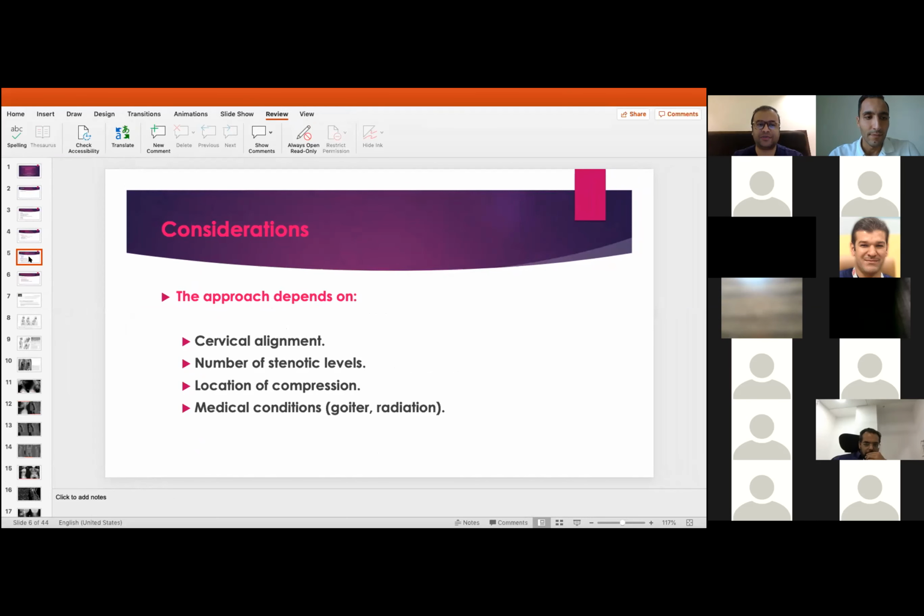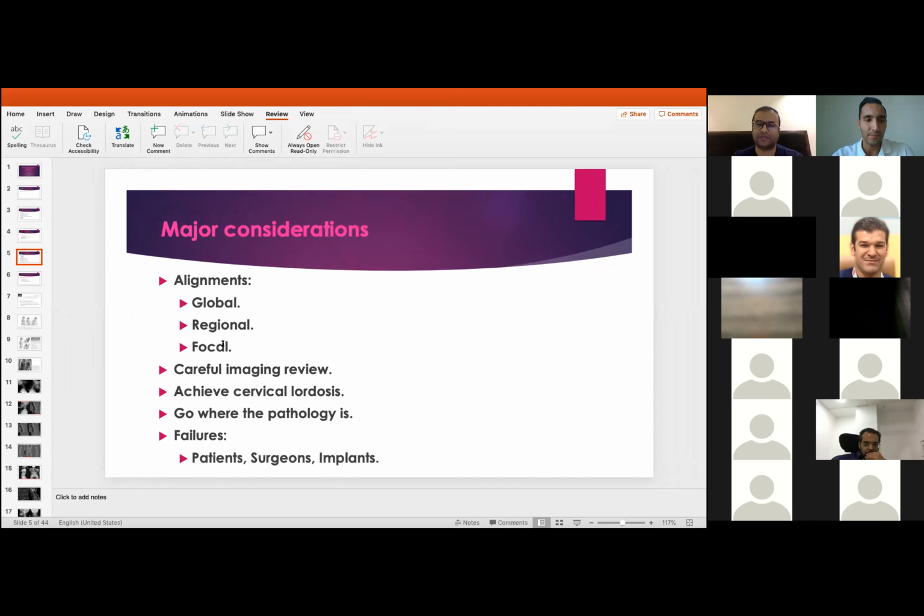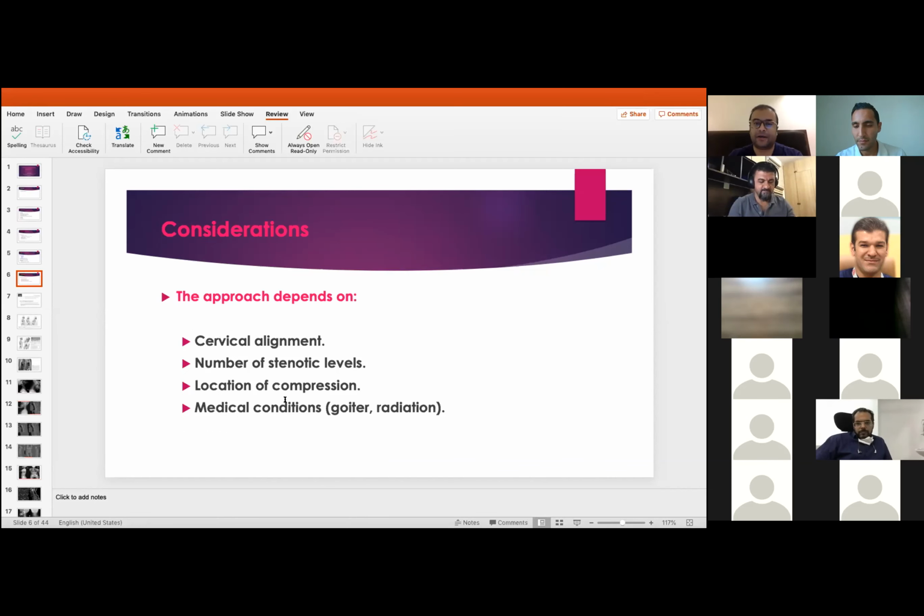So you need to consider your alignments, global, regional, focal, and review imaging properly. You always go where the pathology is, and you always need to figure out why the failure happened, if it's because of the patient or the surgeon or the implant. As Dr. Muzahim alluded to, it depends on the cervical alignment, the number of stenotic levels, the location of the compression, and if you have an anterior issue, you cannot go anterior, then you use salvage procedures to go posterior.